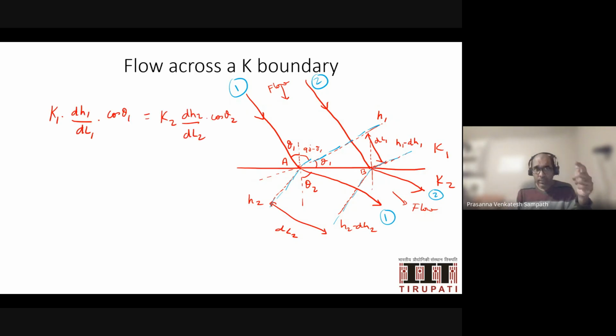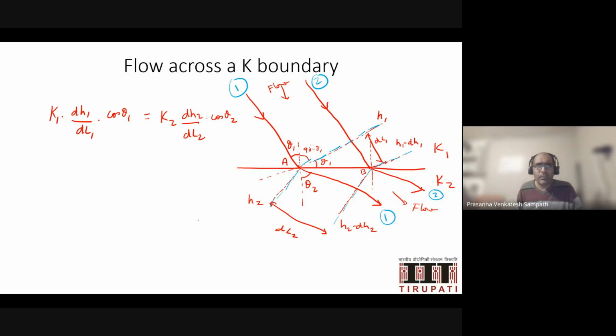So we have K1 times I, the gradient in region 1, which I'm calling dH1 by dL1. That's the gradient. Now dL1 is the distance between the two equipotential lines. Over here I've marked dL1. It is this distance, and the head difference between these two equipotential lines is H1 and H1 minus dH1. Okay, head is declining, so this equipotential line has a head of H1, let's say. The second equipotential line has a head of H1 minus dH1. By that much the head is declining.